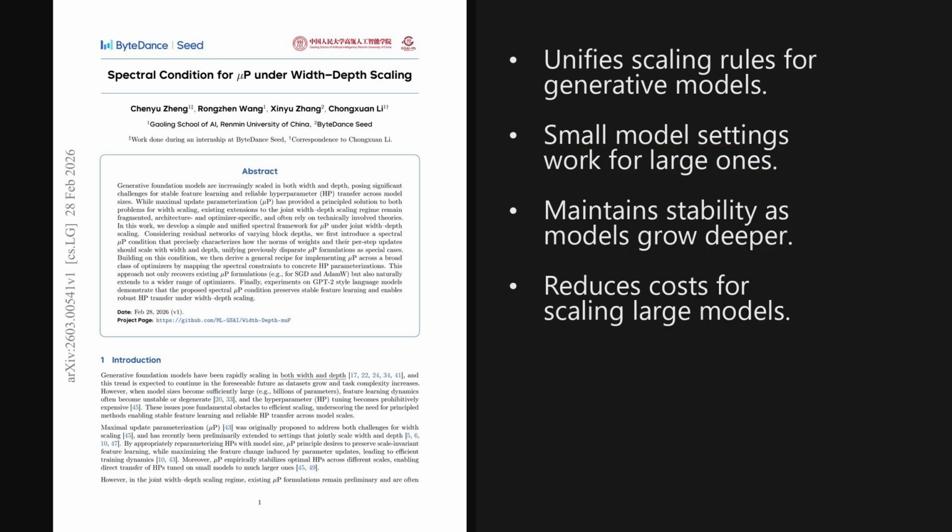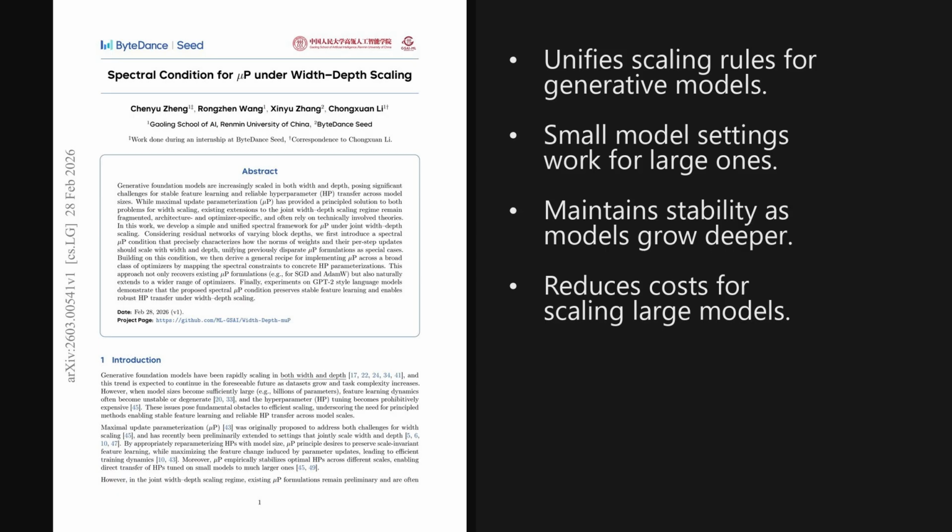I'm Alex. Today we're looking at a paper from the Hugging Face Trending List, published on February 28, 2026, about 3 days ago. It introduces a unified spectral framework that simplifies how we scale generative models in both width and depth, ensuring stable feature learning without relying on overly complex theories. The paper is titled Spectral Condition for μ-p under Width-Depth Scaling.